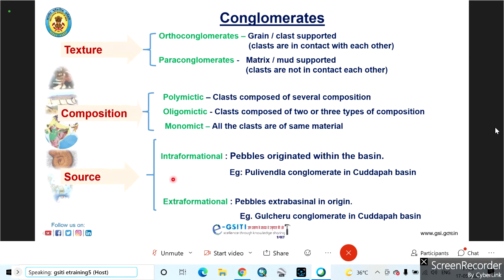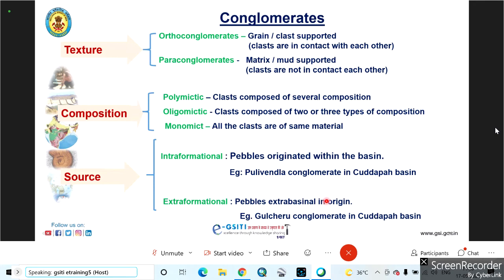When the pebbles have originated within the basin, and we can be sure that there are no pebbles or clasts from outside of the basin, then we can term this conglomerate an intraformational conglomerate. And when the pebbles originated from outside, or are extrabasinal in origin, then that will be termed an extraformational conglomerate.